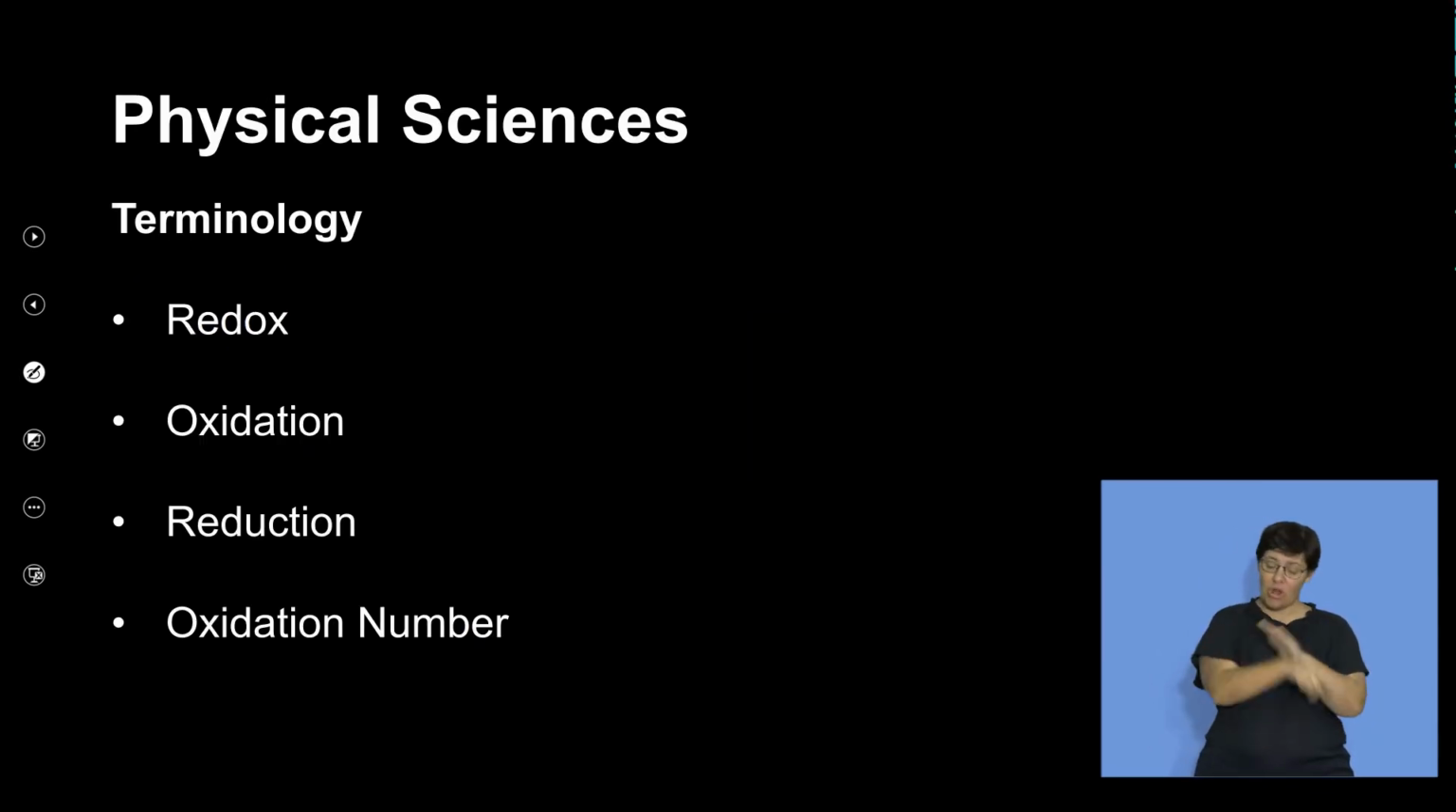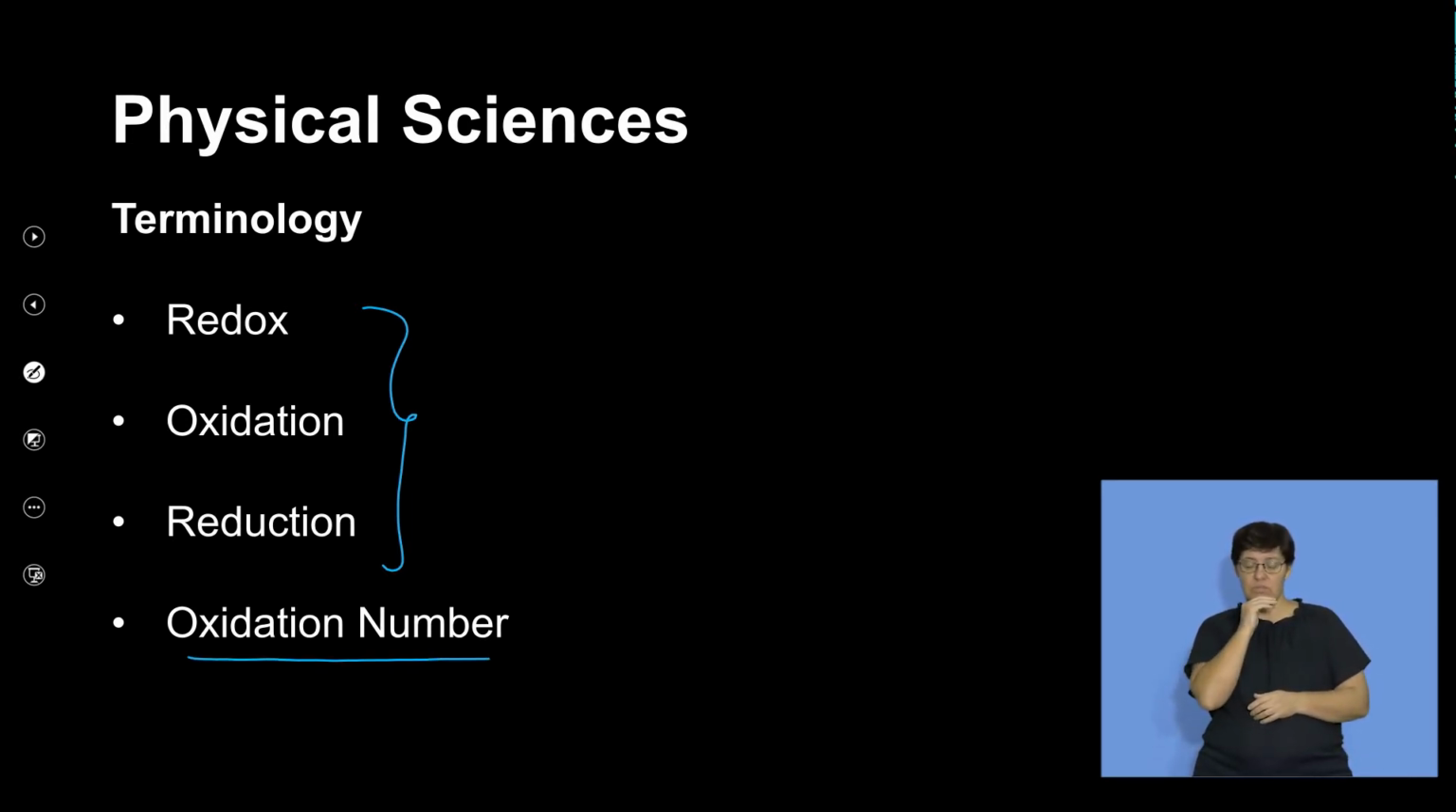Right. Okay, so some of the terminology, as I've indicated: we'll talk about redox, oxidation, and reduction, which are processes involving the transfer of electrons, and we shall use oxidation numbers to keep track of whether a substance gains or loses electrons.